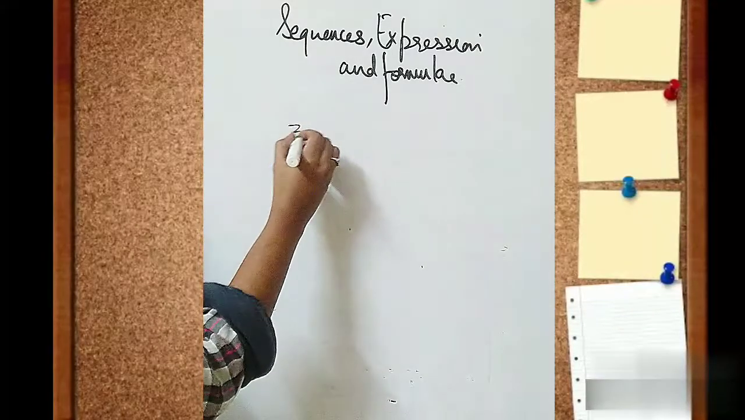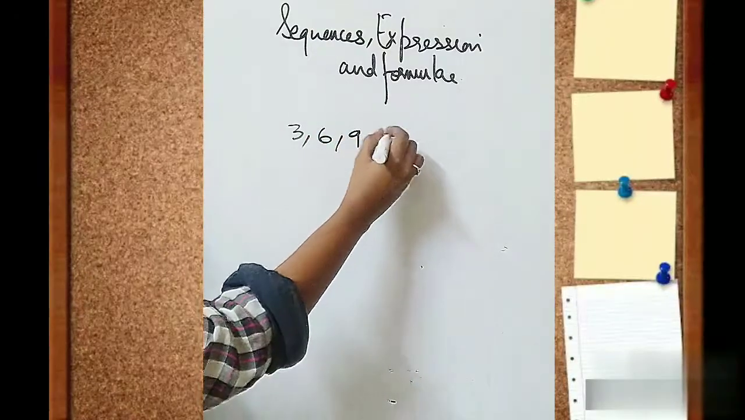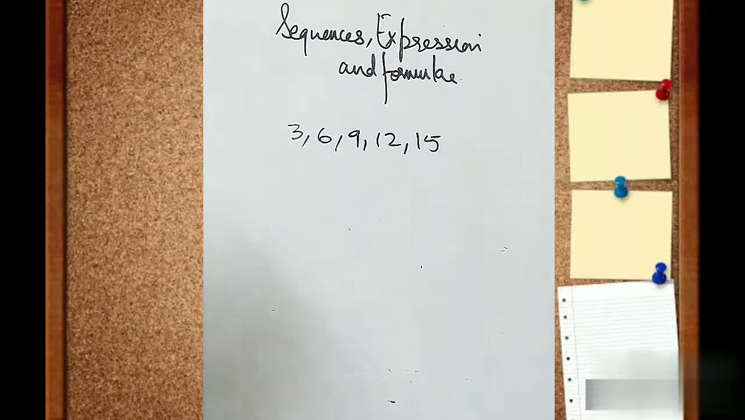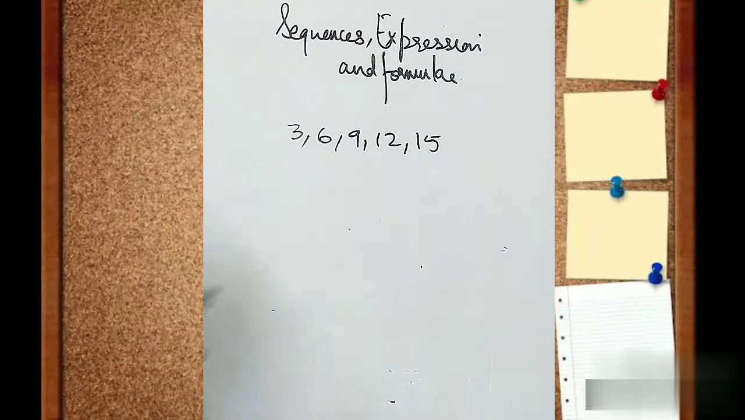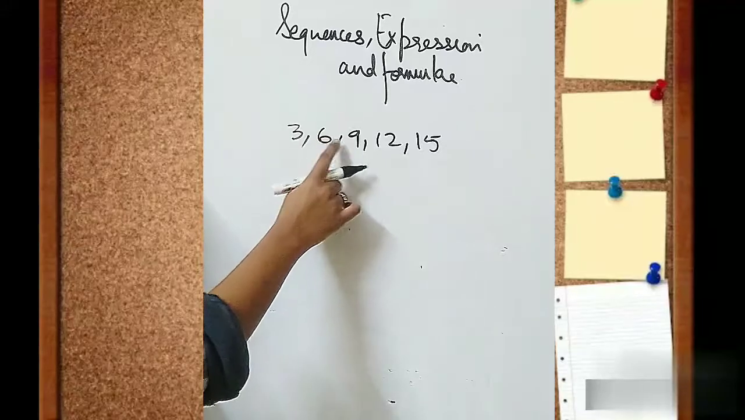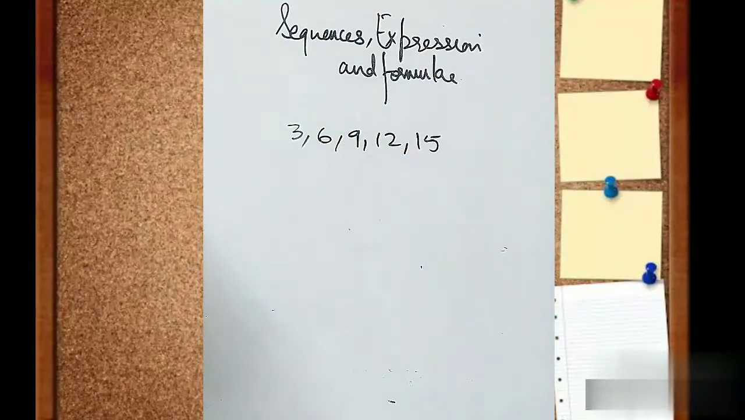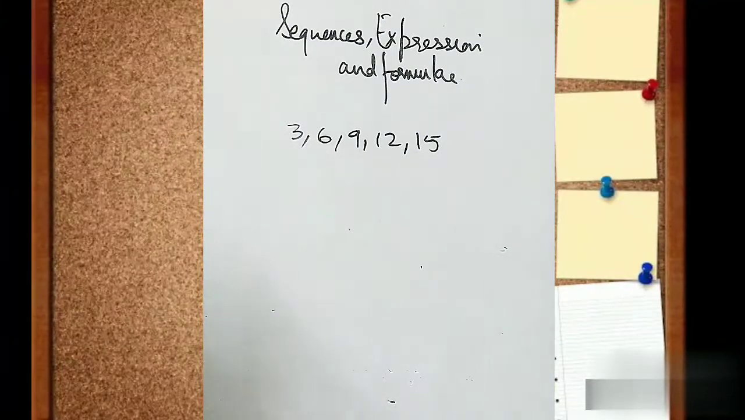I'll write 3, then 6, 9, 12, 15. What you observe is that something is repeating. What is it? 3 is added to the previous. 3 plus 3 will be 6. 6 plus 3 will be 9. 9 plus 3 will be 12. 12 plus 3 will be 15. So this type of thing is called a number sequence, or sequence, students.